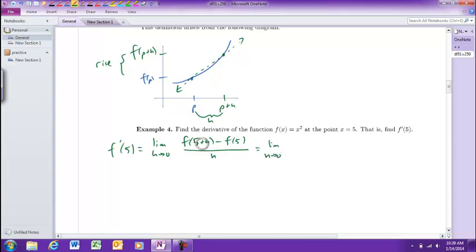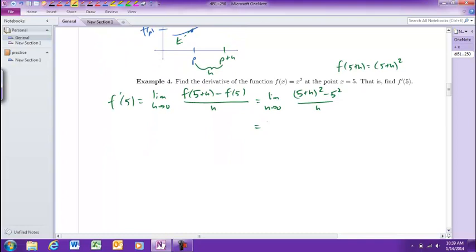So what is f of 5 plus h? Well, f of x is x squared. So f of 5 plus h just means I'm plugging in 5 plus h for x, it's 5 plus h squared. Now f of 5 is just plugging in 5 for x. That's 5 squared, divided by h. And now we just keep simplifying.